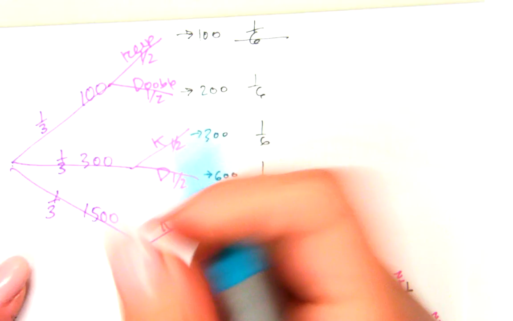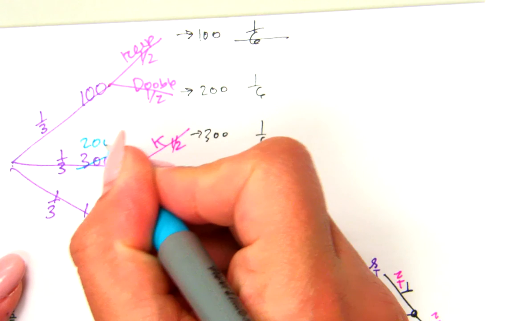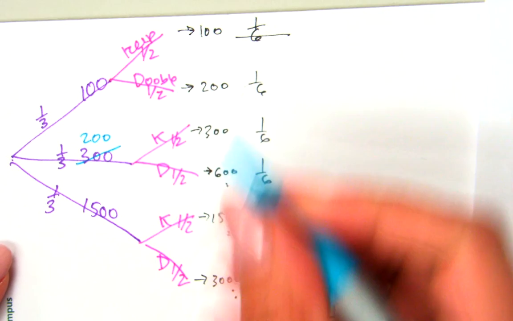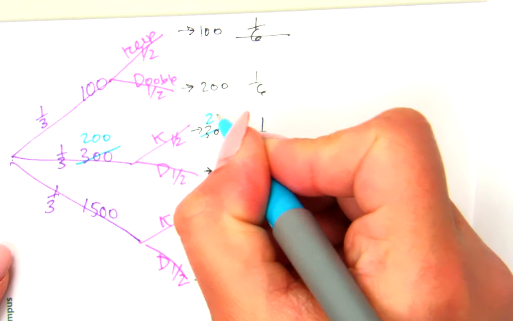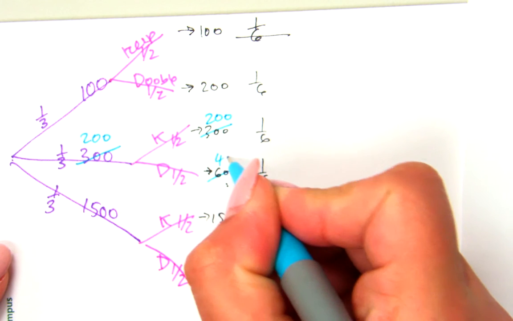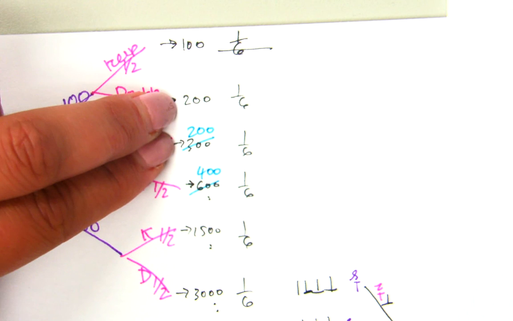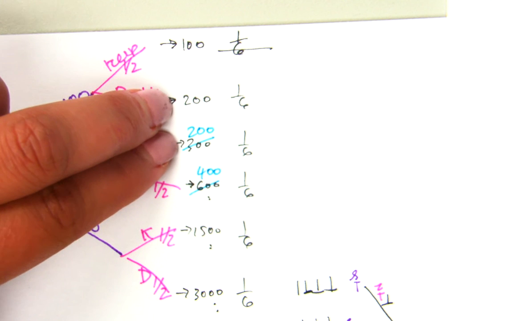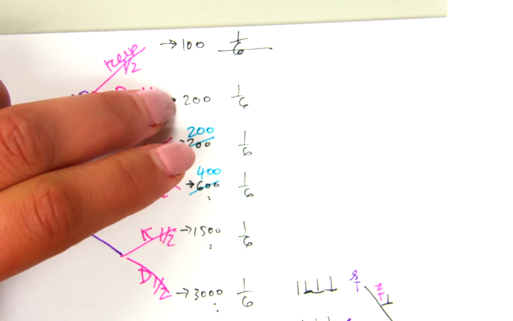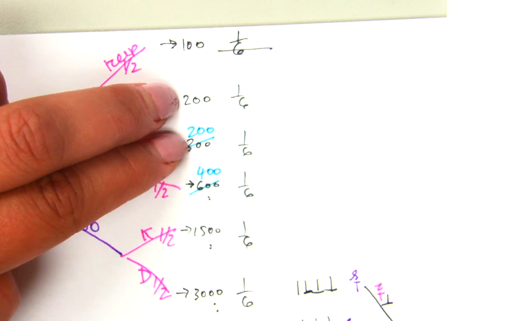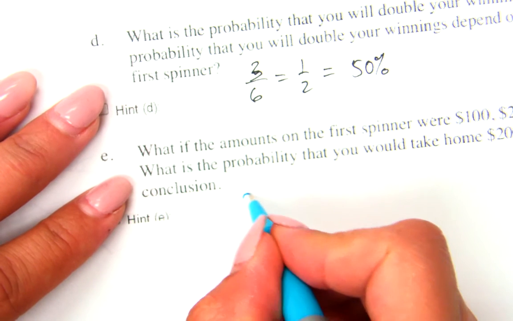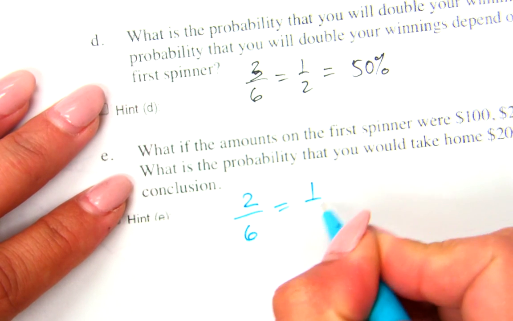So let's say it was 100, 200, and 1,500. So I'm going to take the 300, cross it out, and say 200. So now we get to keep $200 or we get $400, right? So now the probability would be, there's two spots where it could be $200 that we take home. 1 out of 6 and then another 1 out of 6. So that would be technically 2 out of 6 or 1/3.